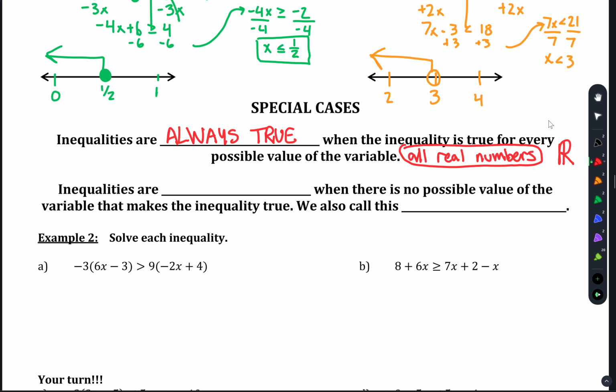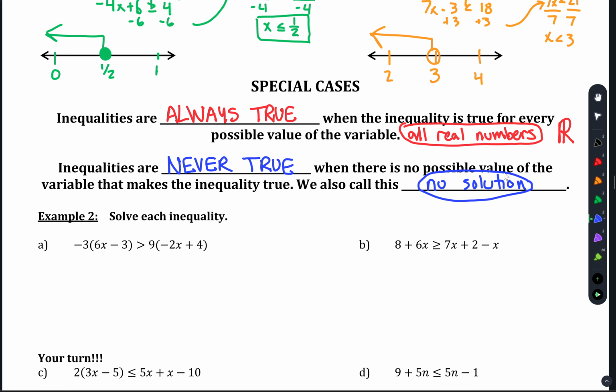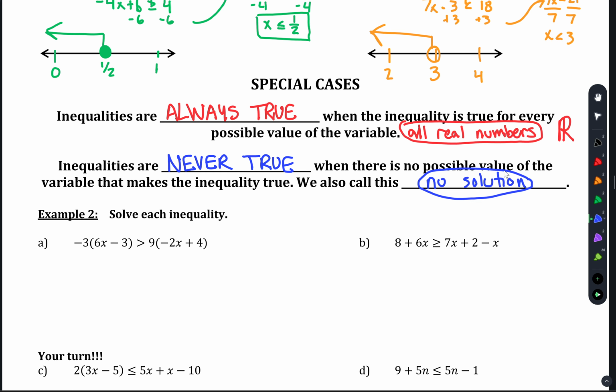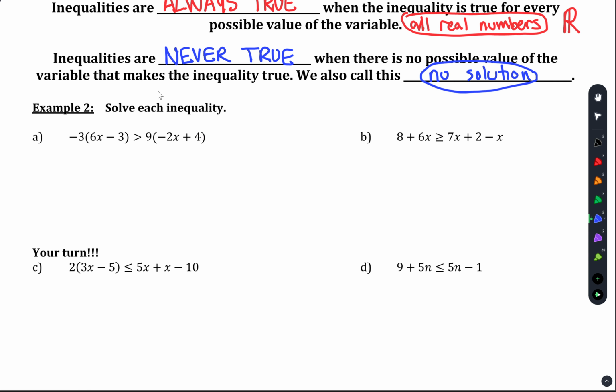Then, the other special case is that inequalities are never true. When there is no possible value that we could plug in to make the inequality true, we call this no solution. And if we saw something that was never true, our answer would be no solution. There is no symbol for that. Questions there?